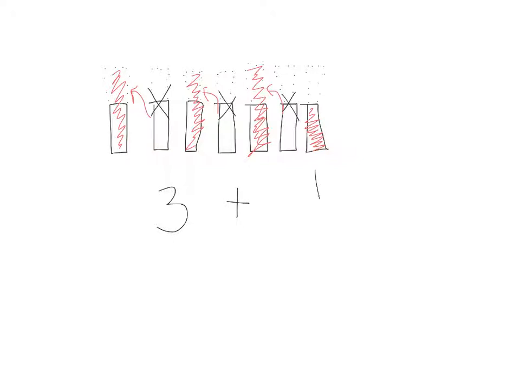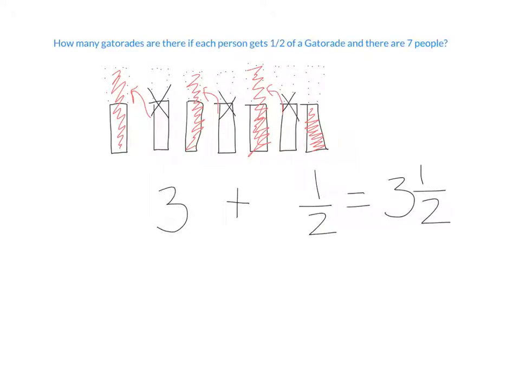Now let's see how we solved it. We always start by drawing a picture. We know that each person will get a half, and there are 7 people, so we will draw 7 halves. We want to know how many whole Gatorades we have, so we will put the halves together. Now we see that we have 3 whole Gatorades and 1/2 of a whole Gatorade left over. When we write these fractions out, we will add 3 plus 1/2 to get 3.5 Gatorades.